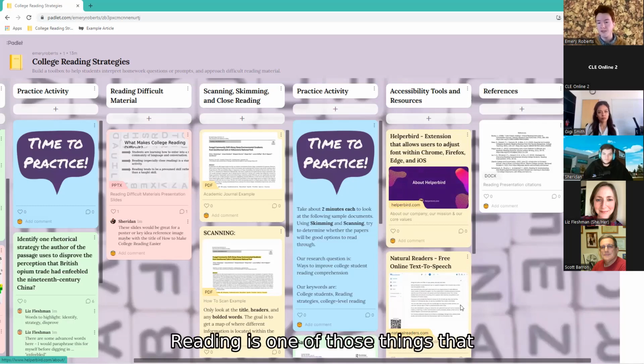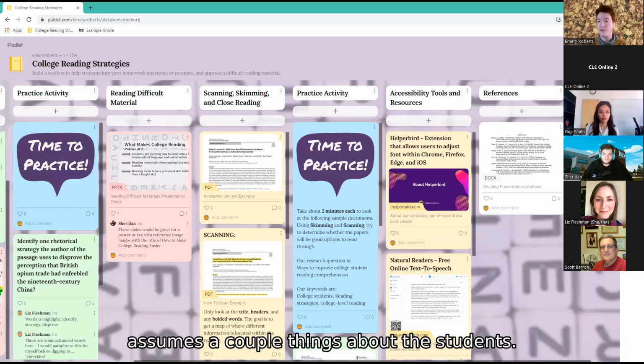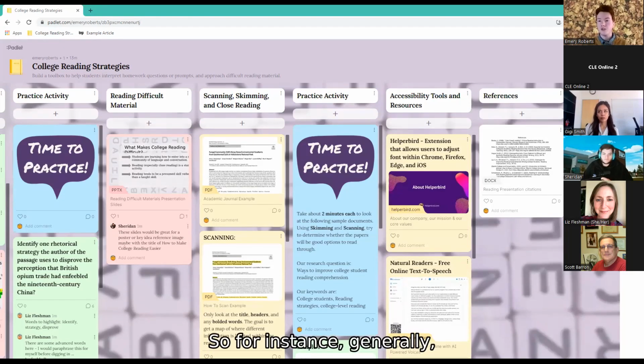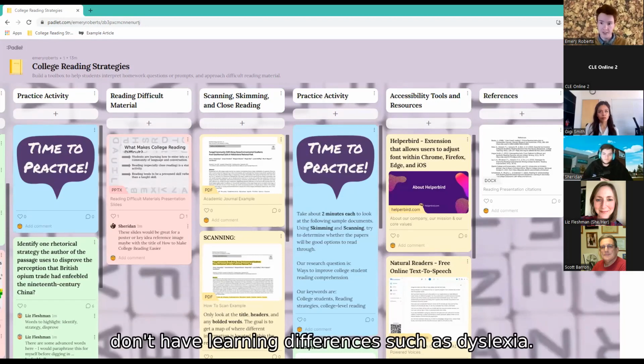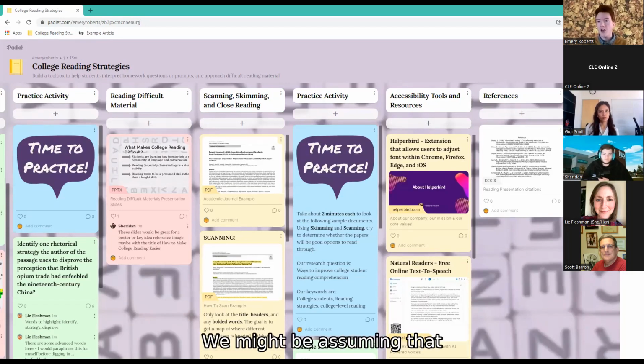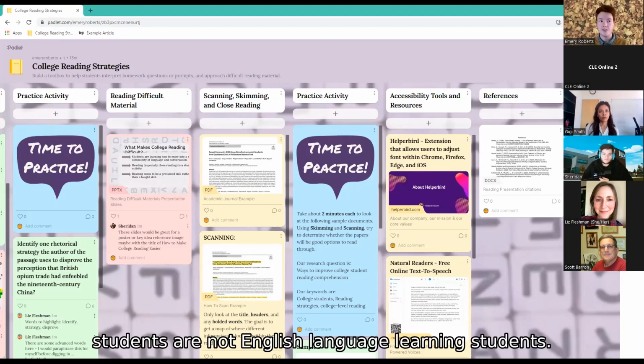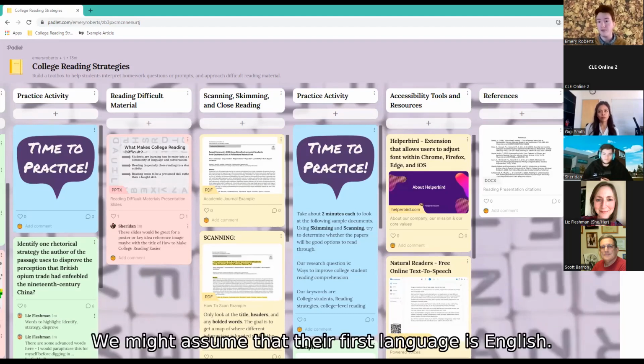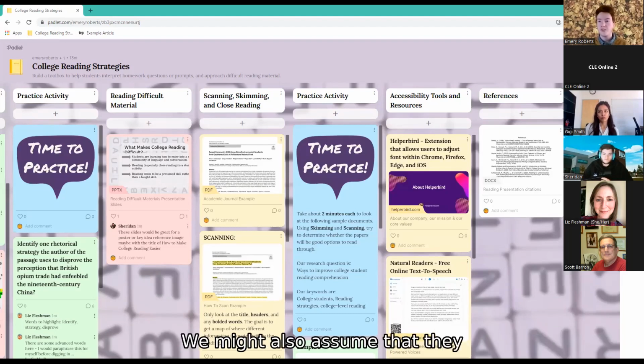Reading is one of those things that assumes a couple things about a student. So for instance, generally when we're assigning reading, we're assuming that students don't have learning differences such as dyslexia. We might be assuming that students are not English language learning students. We might assume that their first language is English. And we might also assume that they are not first generation students.